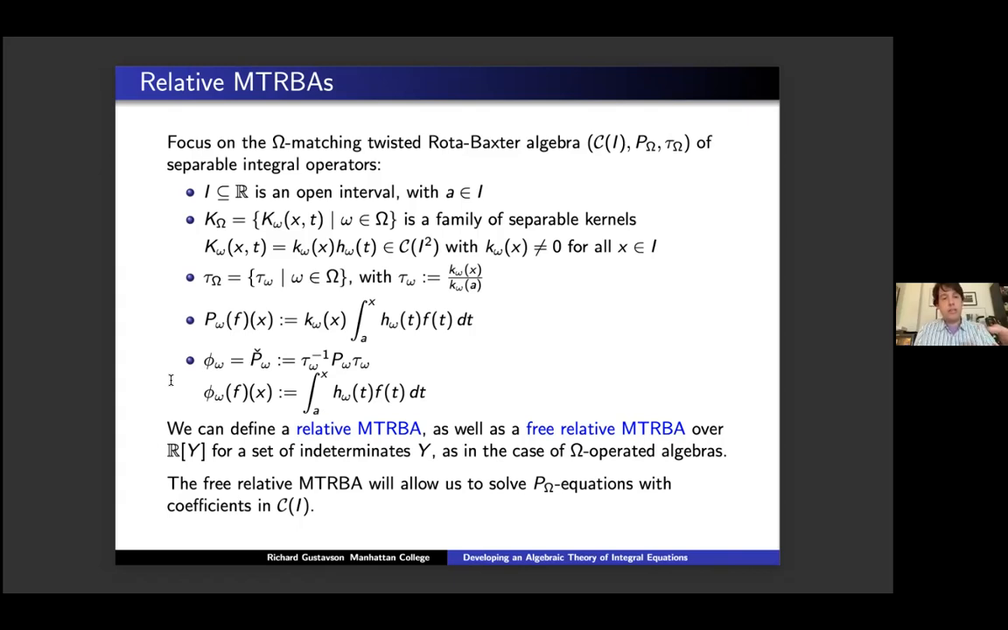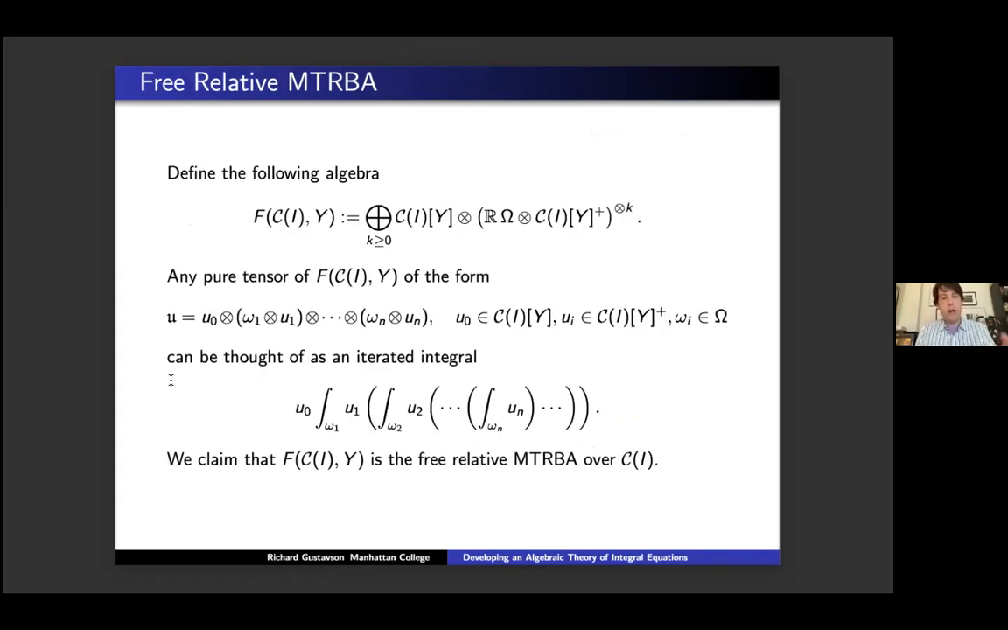And so let me try to give you a construction of how this works. We're going to define the free relative matching twisted Rota-Baxter algebra, and it's this algebra here. And so we see it's a direct sum. We're taking this tensor product of this algebra here together with this tensor power. And so pure tensors in this algebra are of the following form.